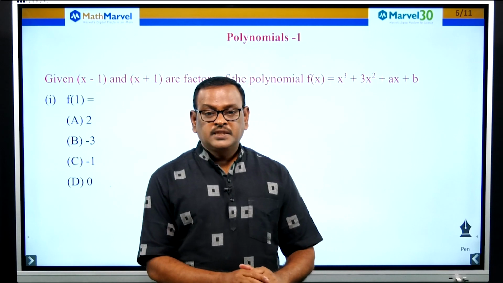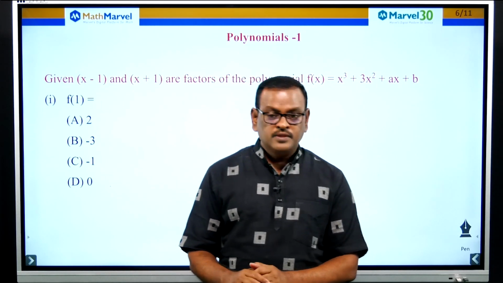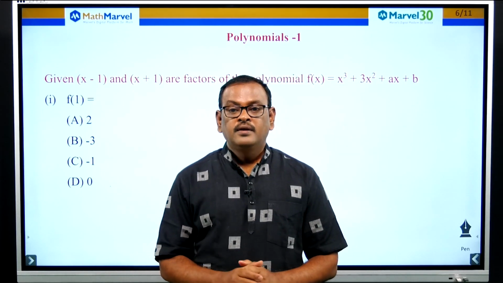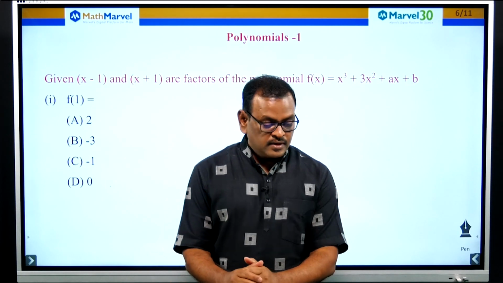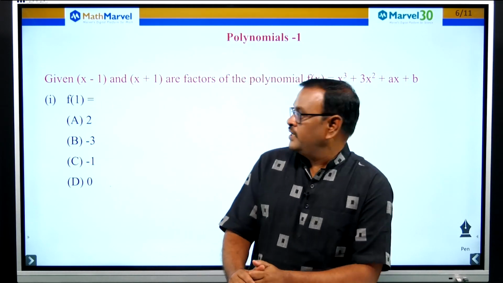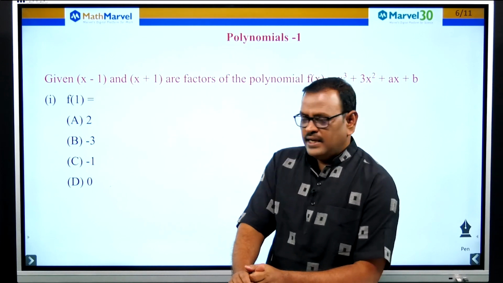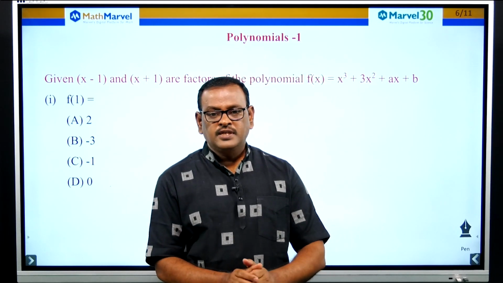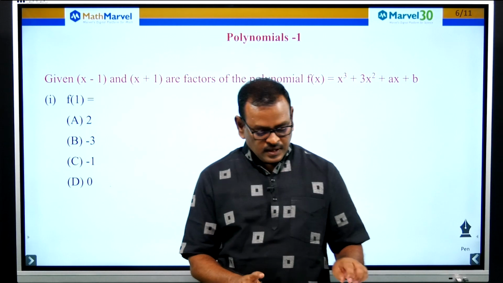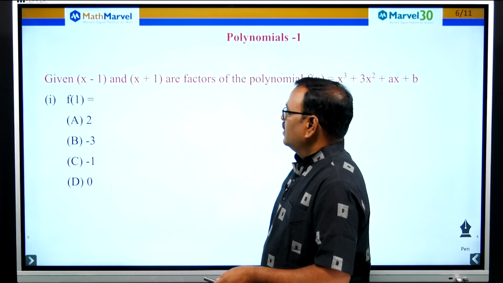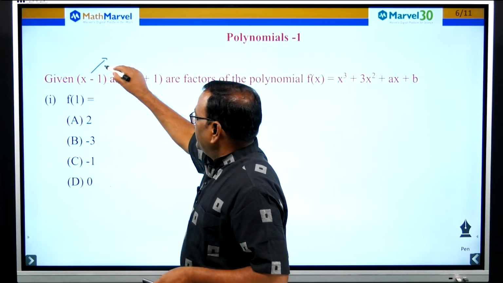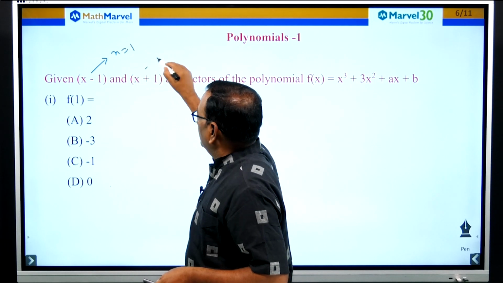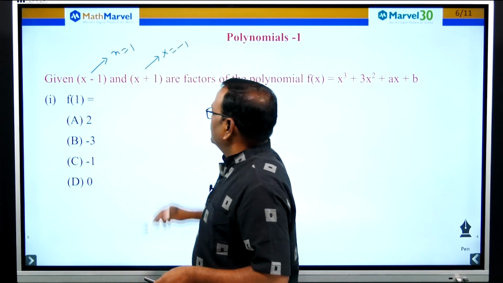Given x plus 1 and x minus 1 are factors of the polynomial f of x equal to x cube plus 3x square plus ax plus b. 5 different types of concepts are there. Question number 1, f of 1. Actually, x minus 1 means x equal to 1, and this is x equal to minus 1.